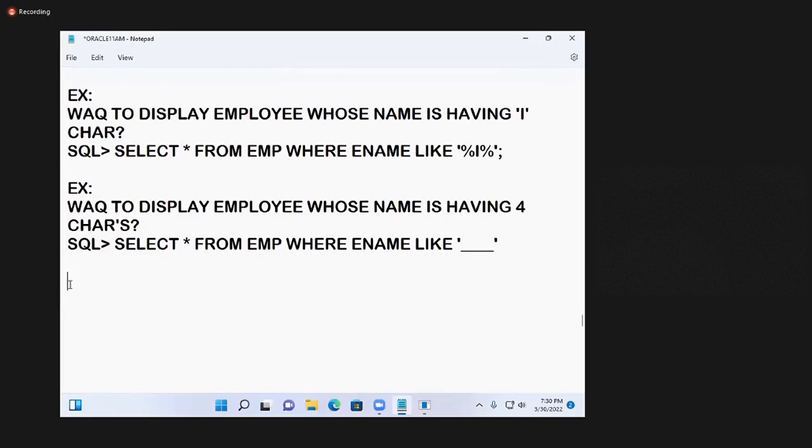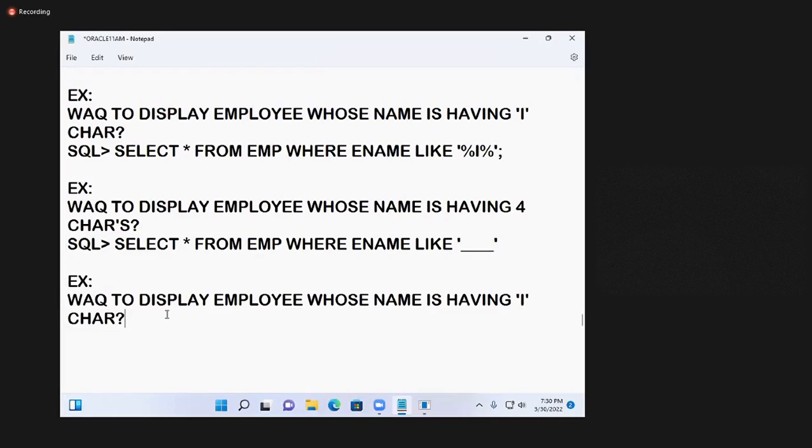And the next example here. Write a query to display employees whose name has the second character as O. The second character is O.